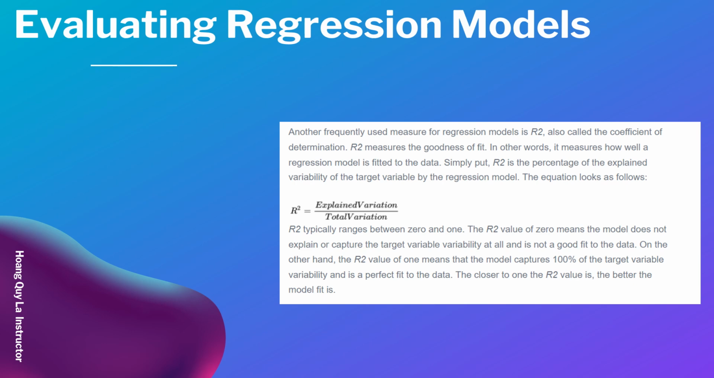R square typically ranges from 0 to 1. The R square value of 0 means the model does not explain or capture the target variable variability at all, and is not a good fit to the data. On the other hand, the R square value of 1 means that the model captures 100% of the target variable variability and is a perfect fit to the data. The closer to 1 the R square value is, the better the model fit is.